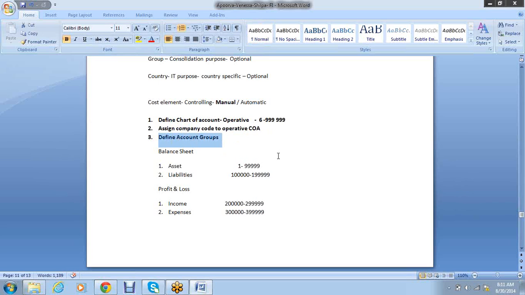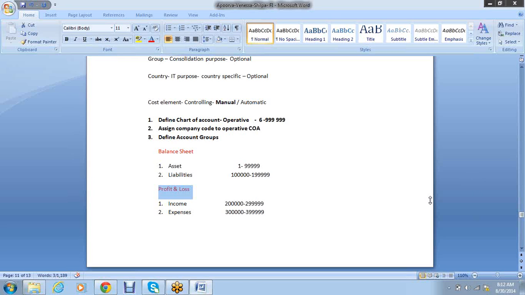Then I will define the account group. Defining the account group is nothing but segregating your GL accounts into different groups. In SAP, it is mandatory that we must have two groups: one is balance sheet, one is profit and loss accounts. If you do not have these two groups, then we cannot implement SAP. So it is mandatory that we must have one group for the balance sheet and one group for profit and loss accounts.